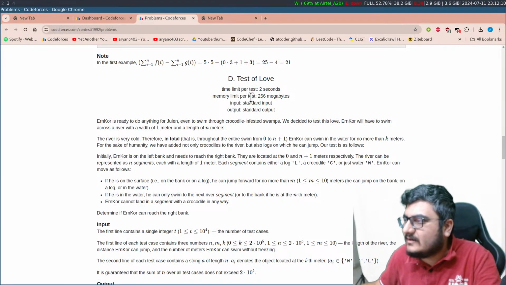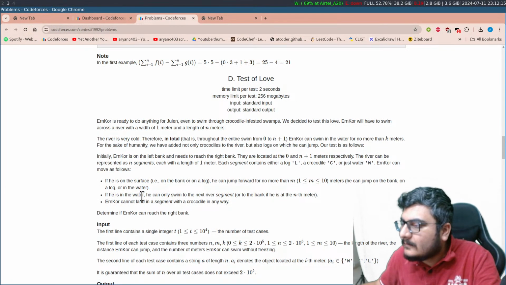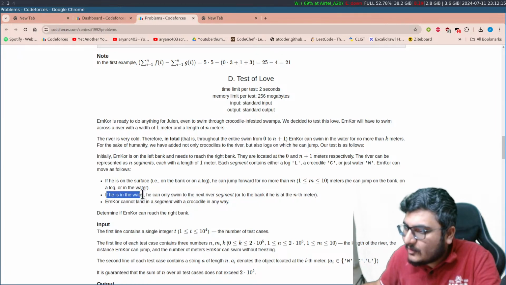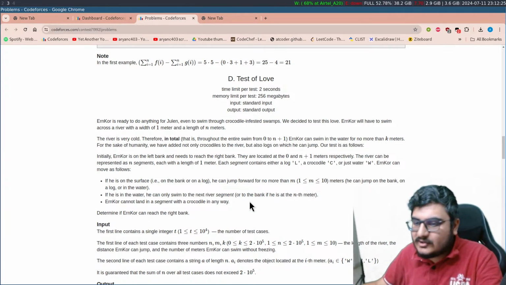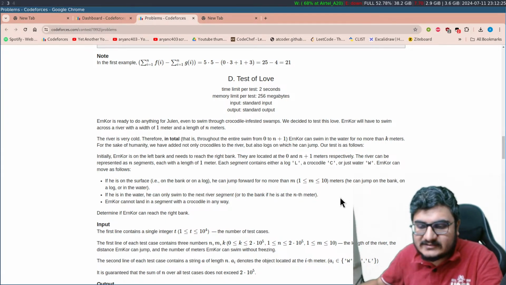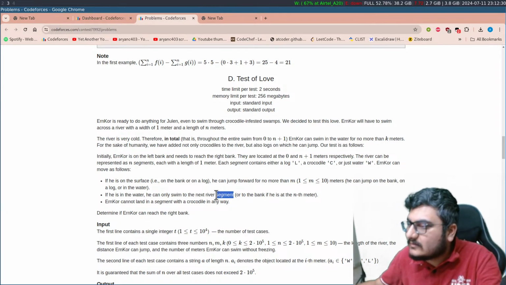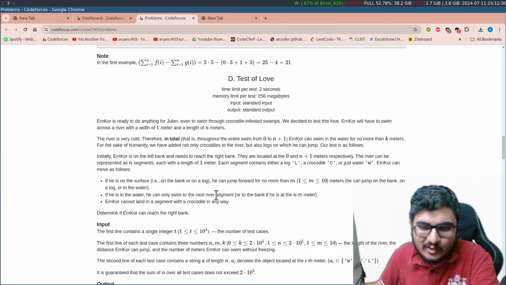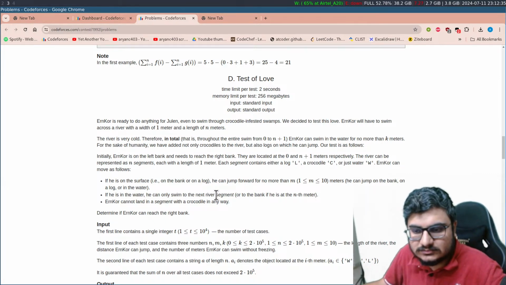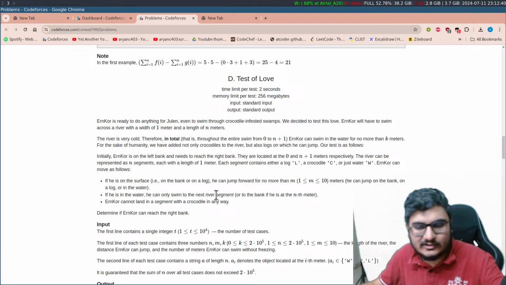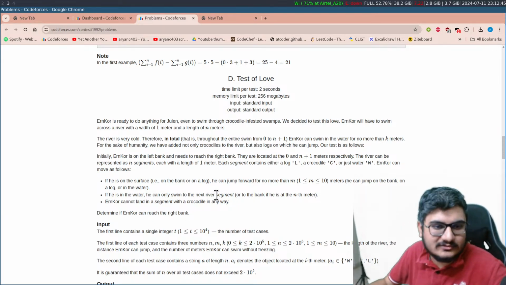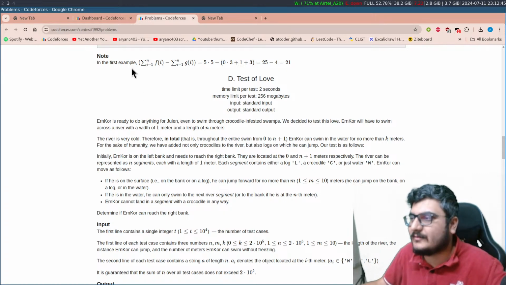The problem statement was definitely confusing here. It says if he is in water, he can swim to the next segment, river segment, or to the bank if he is at the last meter. So if you are at the last meter, you can also go to the next segment. And a river segment is probably any segment which is either a crocodile, which you are not allowed to go to, or you can go to the next water or log there. Yeah, that is also an idea. Instead of going to the farthest log, just go to the closest log. That should also be fine.